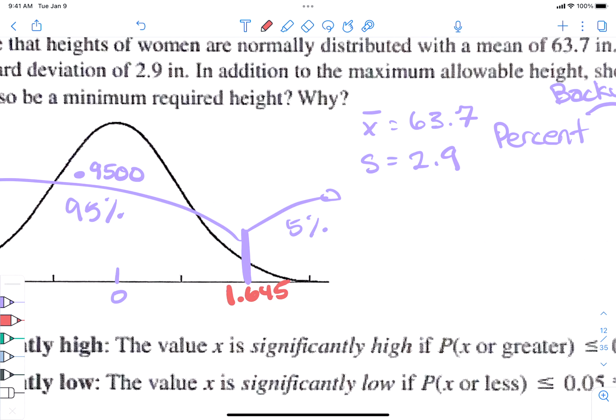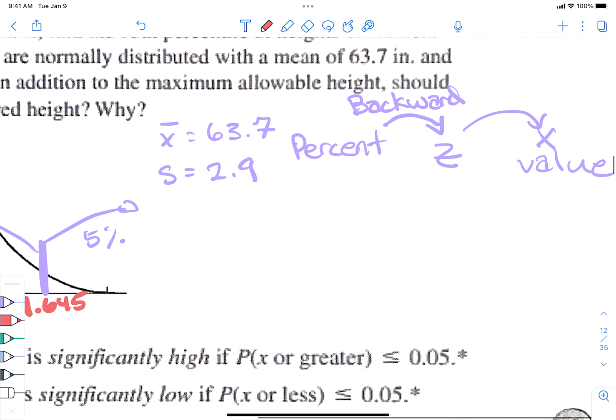1.645. Yes, that's the one. So the z value is 1.645. That's the z-score that corresponds to that percent value. You're looking at the table backwards. We don't know the X value; that's what we're trying to find. What height corresponds to a z-score of that?